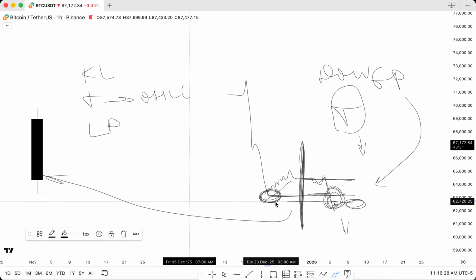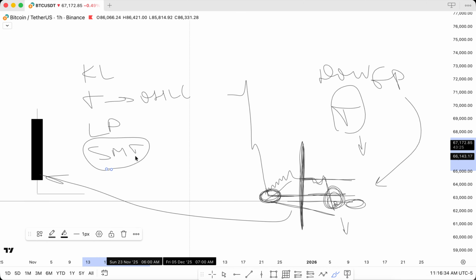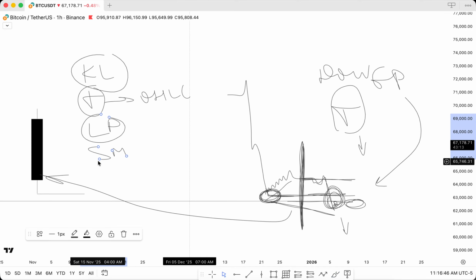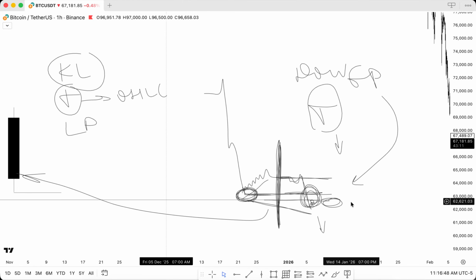And potentially you might even have an SMT. SMT, another confluence. SMT is not an entry mechanism, it's confluence, only confluence. You don't enter because SMT is present. You enter with order flow, key level, time, liquidity pool. That's it. This is how you trade candle 2.